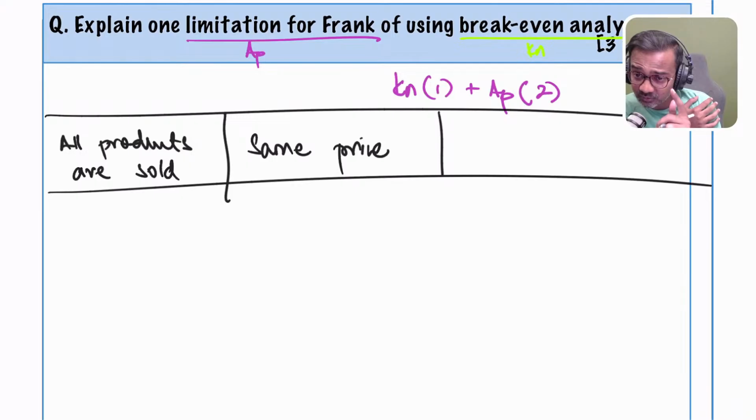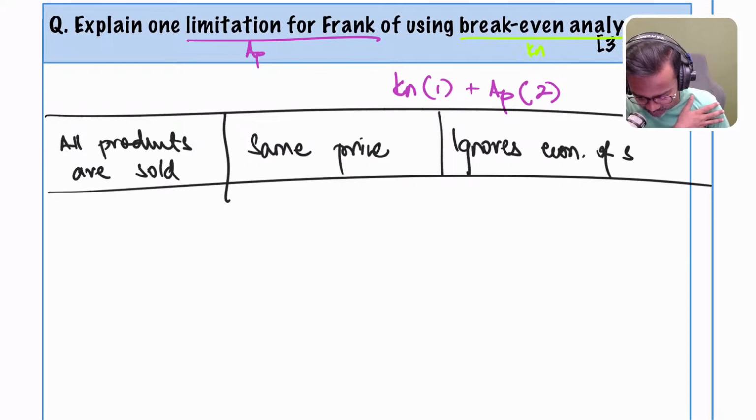What does that mean? It ignores something. There's a particular term I'm looking for. Ignores something. Yeah, very good, very good. You guys are on the right track. So how you summarize is that it ignores economies of scale, right?